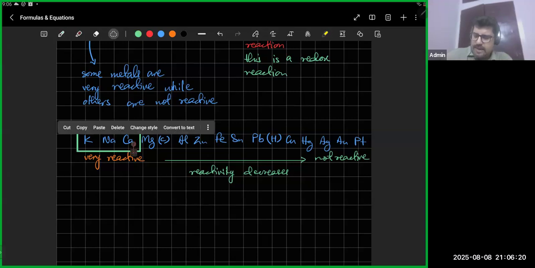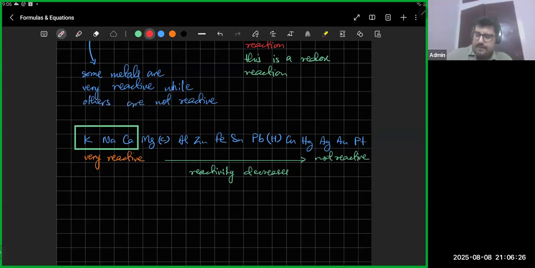They're going to react explosively. So these reactions are not safe. You should not be doing these reactions. These reactions will react explosively, so they are not suitable to perform, or not safe to perform.